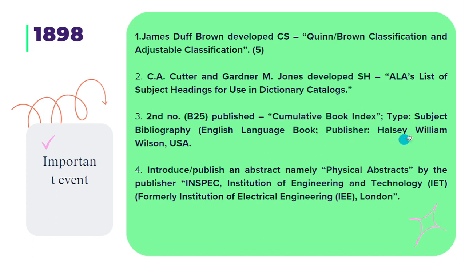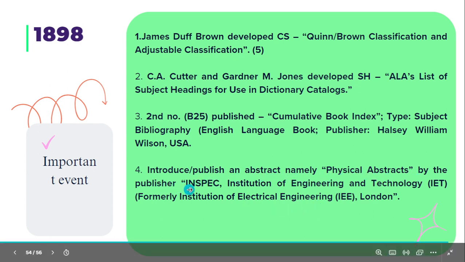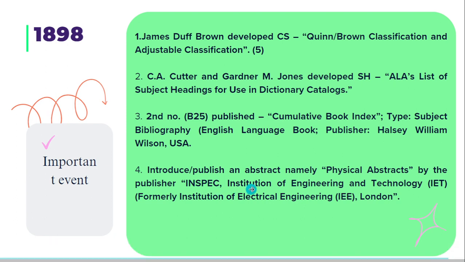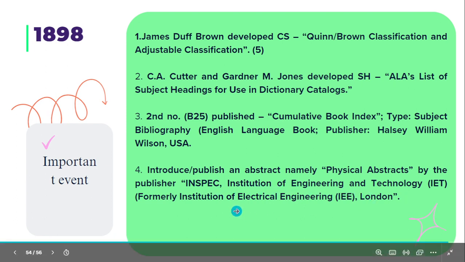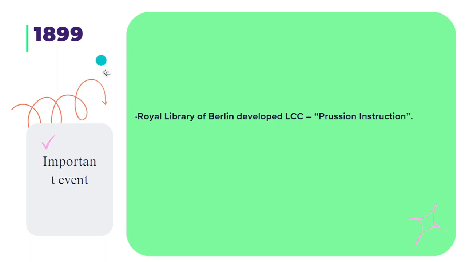Publisher H. W. Wilson, USA. In 1898, an abstract was introduced and published, namely Physics Abstracts, by the publisher INSPEC, in full the Institution of Engineering and Technology (IET), formerly the Institution of Electrical Engineers (IEE), London. Then in 1899, the Royal Library of Berlin developed the Prussian Instructions, that is a library catalog code.